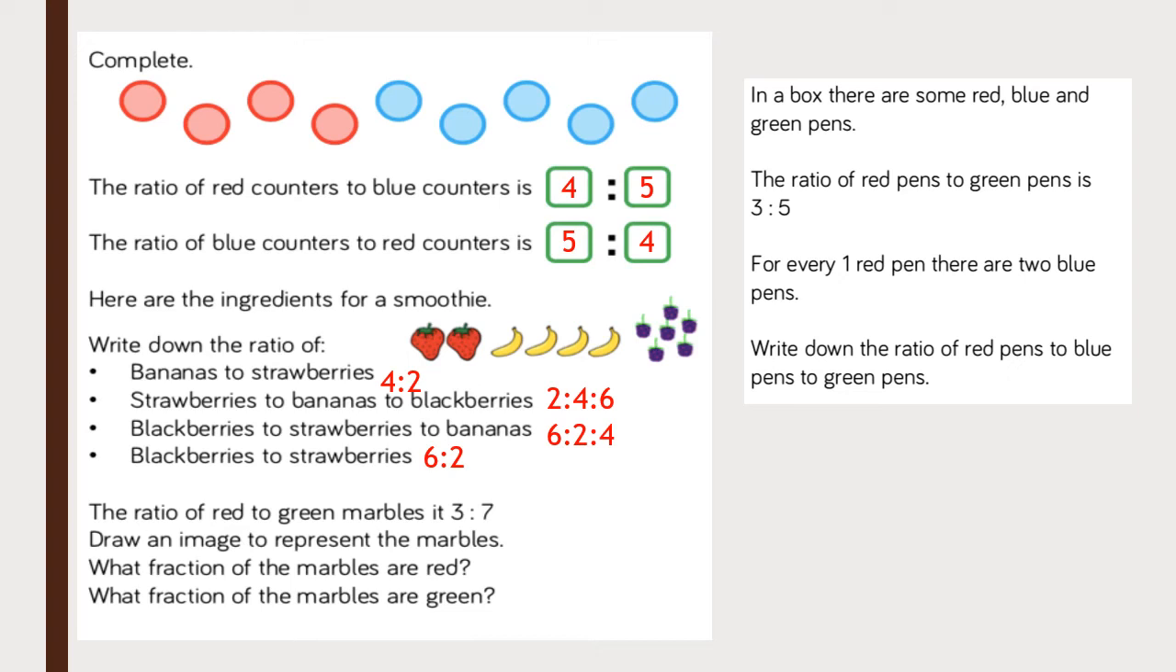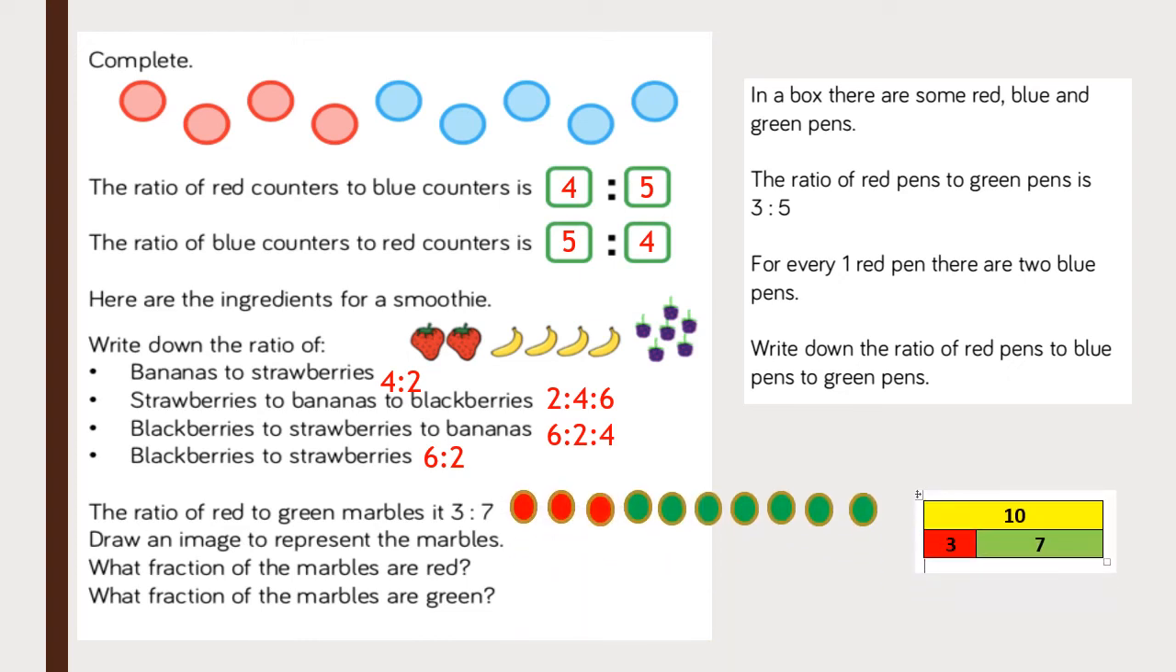The ratio of red to green marbles is 3 to 7. Draw an image to represent the marbles. So you could have drawn either of these images. You might have drawn lots of marbles, 3 red marbles and 7 green, or you might have drawn the bar model to help you here.